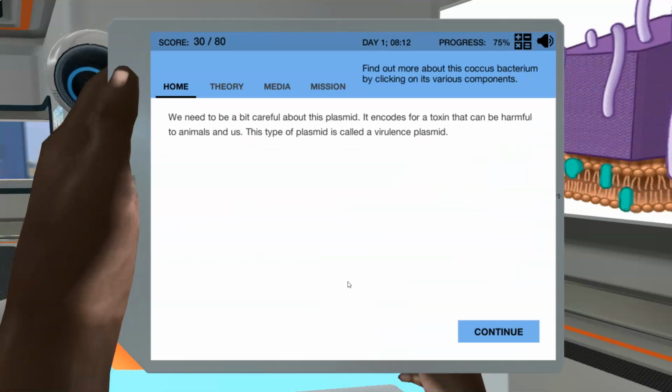We need to be a bit careful about this plasmid. It encodes for a toxin that can be harmful to animals and us. This type of plasmid is called a virulence plasmid.